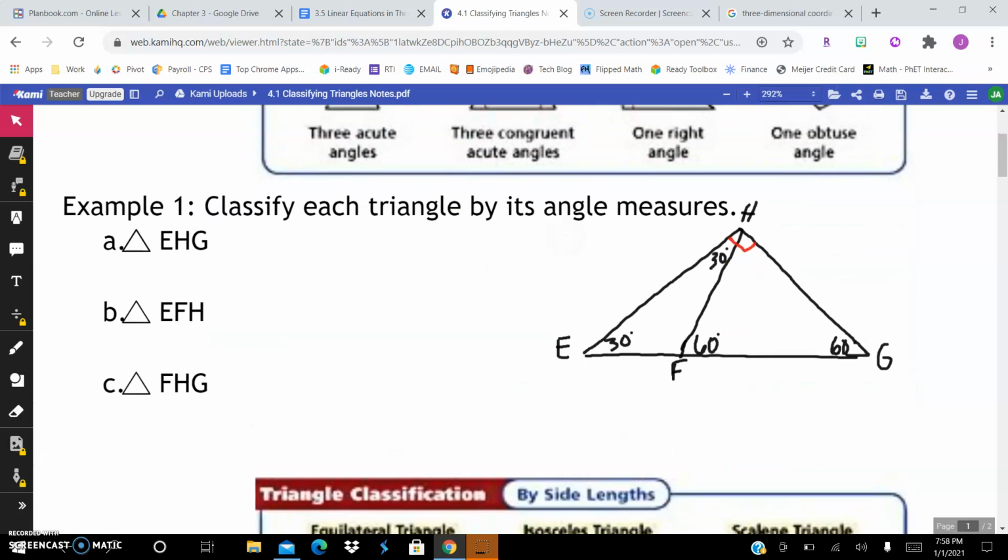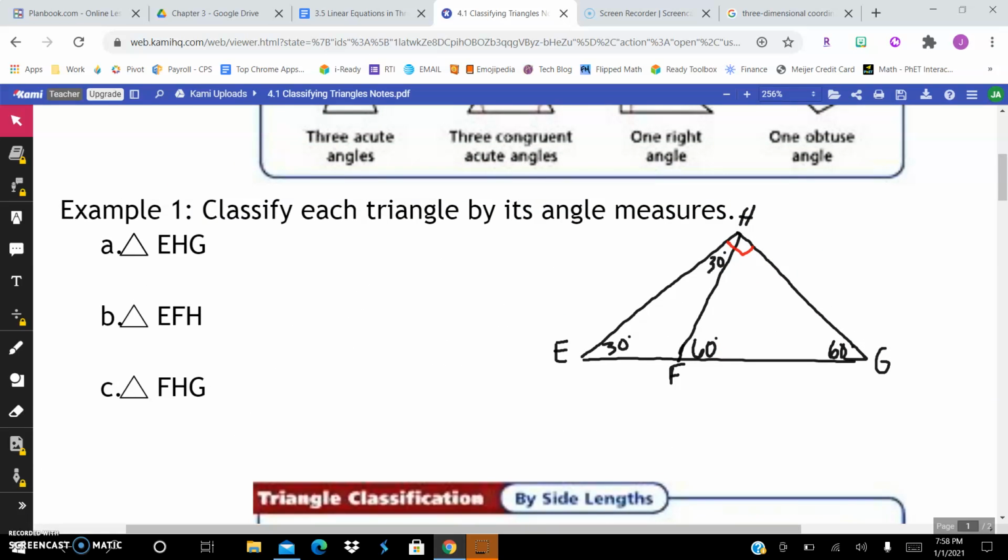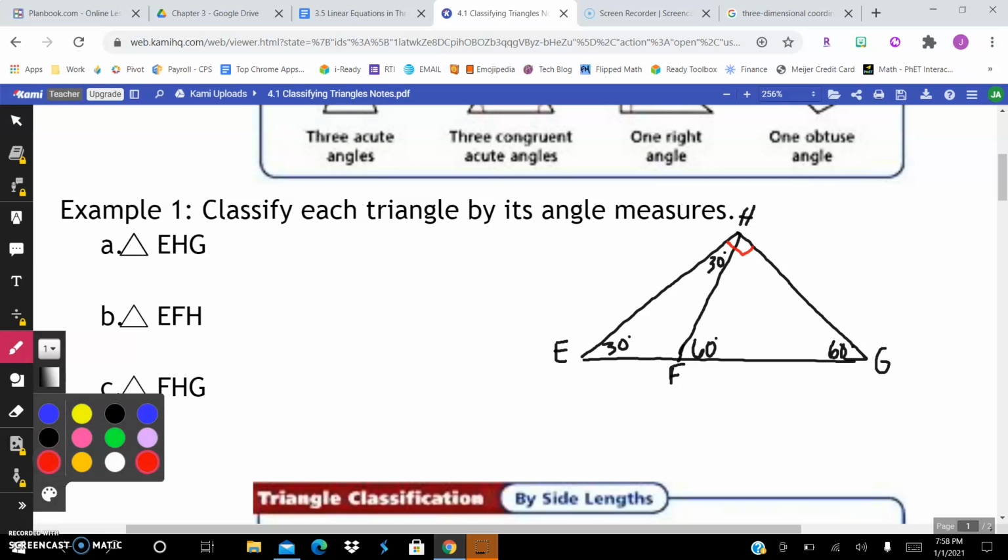So for example 1, we're going to start off by classifying each triangle by their angle measures. So the first one is triangle EHG. And EHG is the entire large triangle there. So if I start at E, that is a 30 degree.